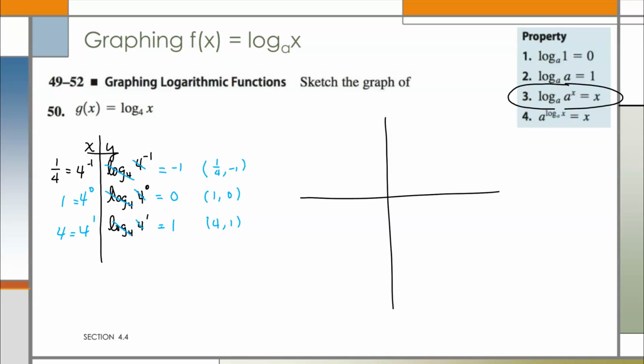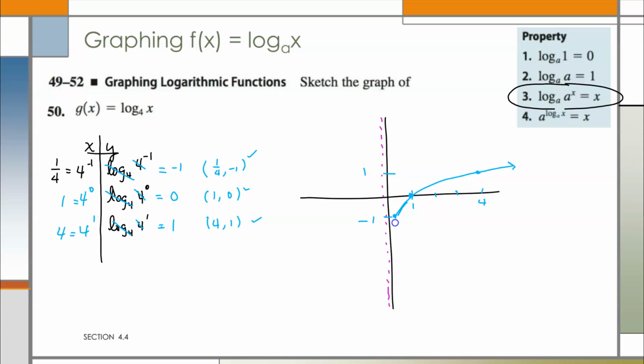You might have to go back to your slides with logarithms. The y-axis is our vertical asymptote. When I start plotting points, let's plot (1/4, negative 1), which would be about here. (1, 0) would be here. When I plot (4, 1), that would be here. As long as we remember that general shape, there would be our graph.